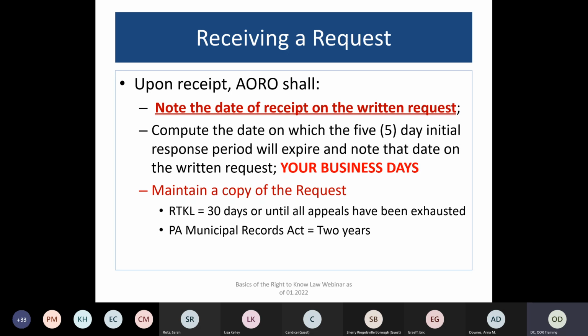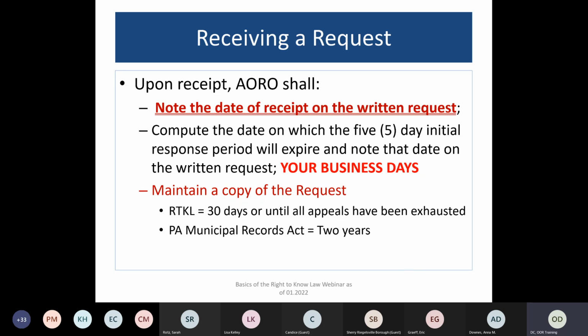Now, you receive the request today, tomorrow becomes your first business day, okay? And that's just a standard business practice there. And then the 5 business days, they're 5 of your business days. So it wouldn't include Saturday or Sunday. It wouldn't include a holiday. It would not include a date where you're closed due to a weather emergency. It's days that you are open for business.